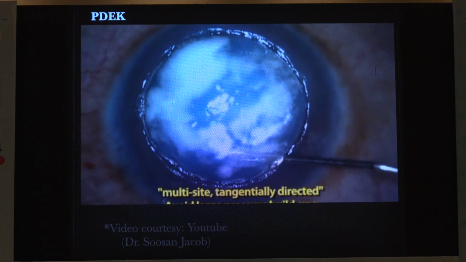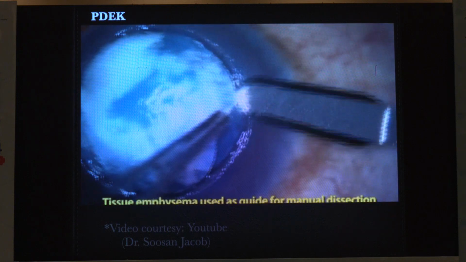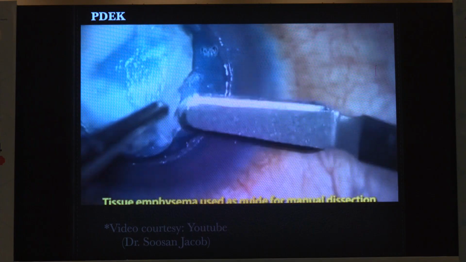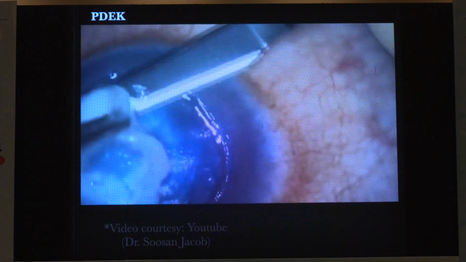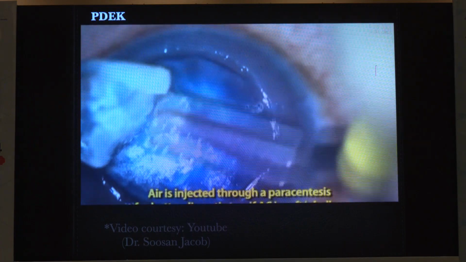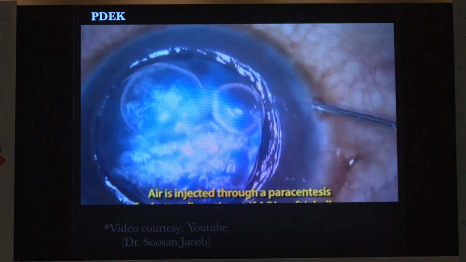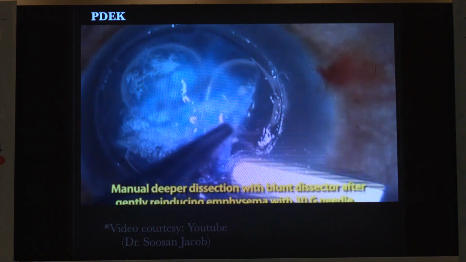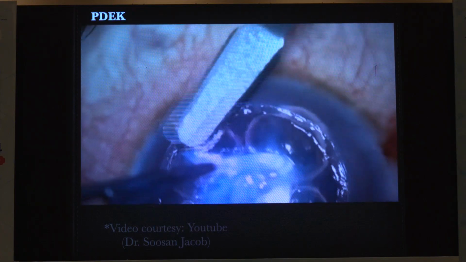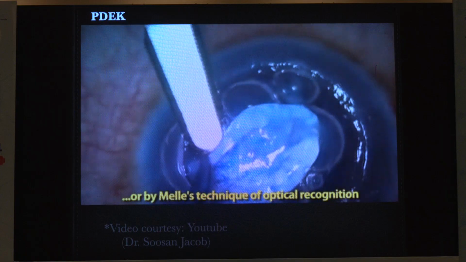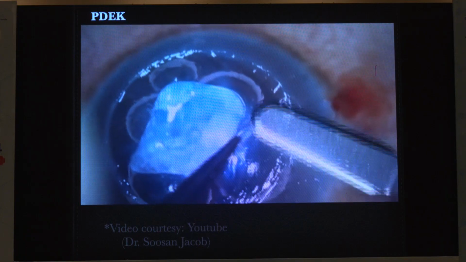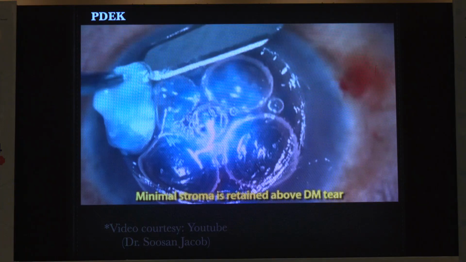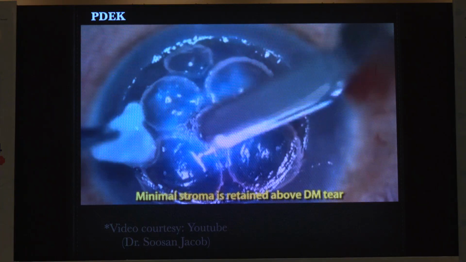So multi-site tangential directed air bubble is very important, and to follow the right plane, you have to keep on checking whether we are having any perforations in these kinds of patients. So the slow multi-layer dissection is carried out, and here we have to be very careful in the area of the main DM rupture, so that we don't do any frank perforation in these kinds of patients.